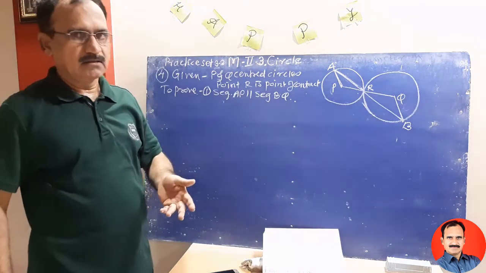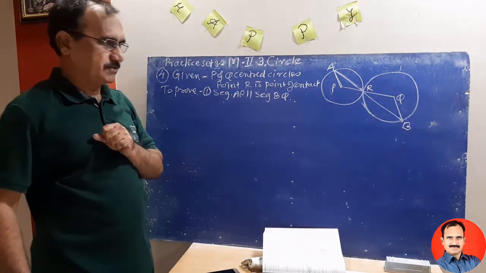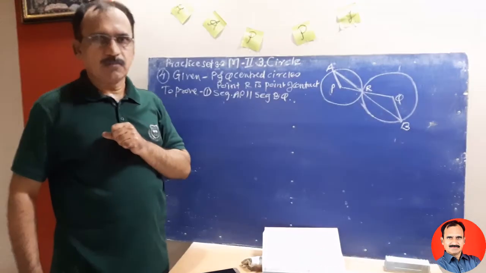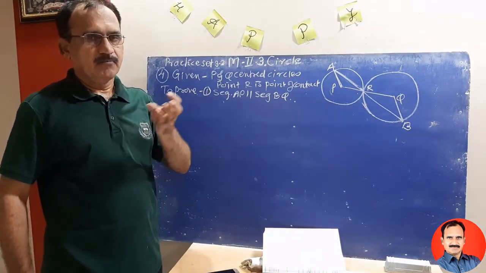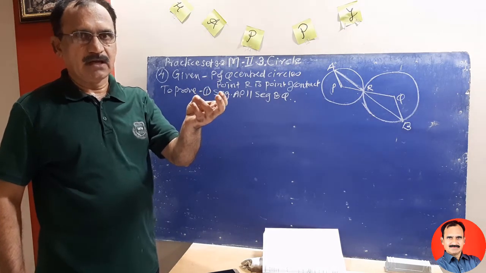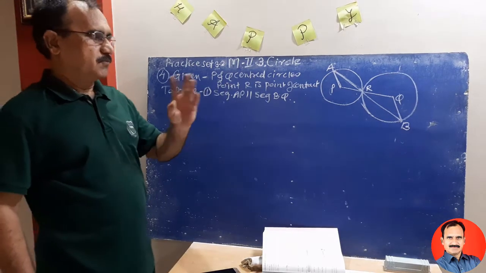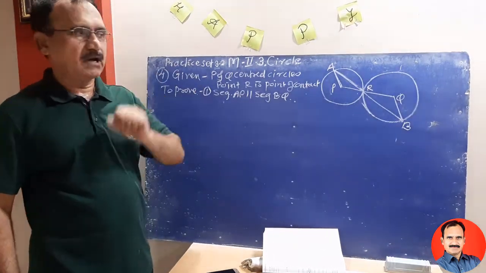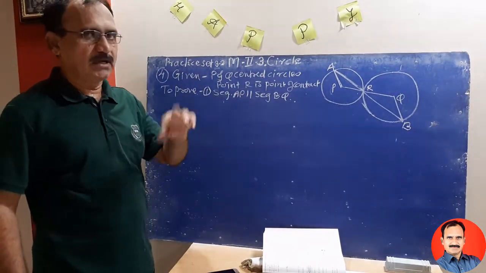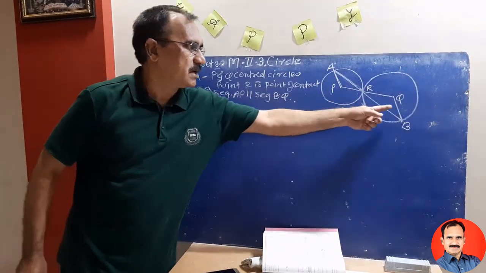In ninth standard, you already know the tests of parallel lines. Which are the tests of parallel lines? By alternate angle, corresponding angle, and by interior angle. From these three tests of parallel lines, we can use any one test here and we can prove these two segments are parallel.